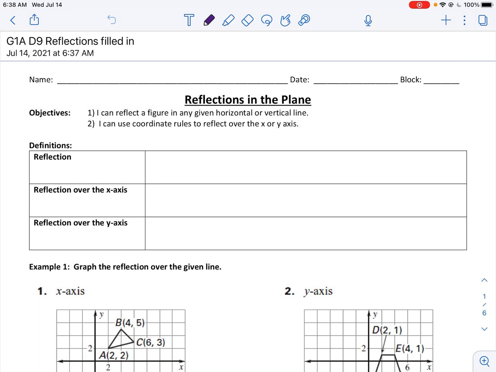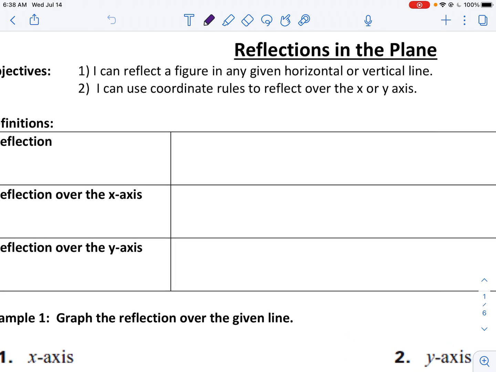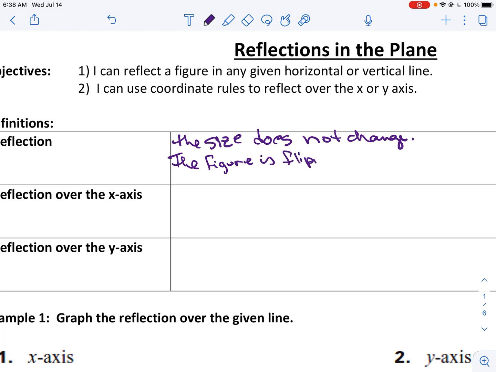Reflections. Definition of reflection is the size does not change, the figure is flipped over a line.